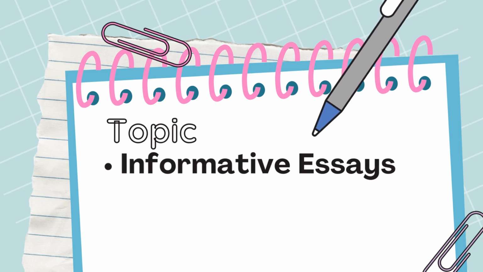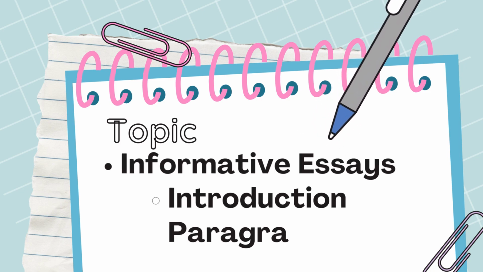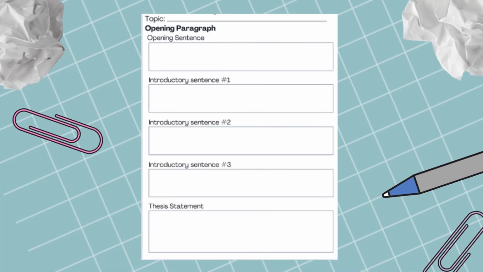First, I'm going to start with the informative essay's introduction paragraph. I've created a simple outline to guide you through the writing process and create a visual aid. You can find a PDF of this outline and other resources in the description below. Remember, this outline is adaptable to various topics.